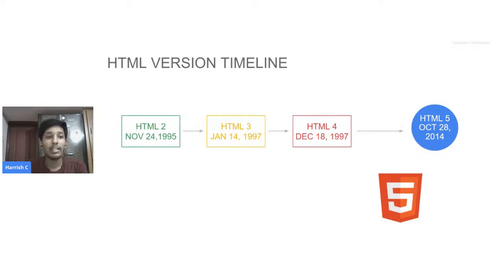So this is the timeline of HTML. The first HTML version was released in 1991, and HTML2 was released in 1995, HTML3 in 1997, and HTML4 in 1997, and HTML5 in 2015. And this is the last version of HTML. We will be using HTML5. There will be no newer version according to Berners-Lee.